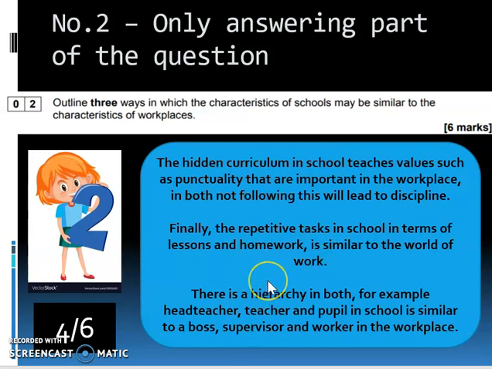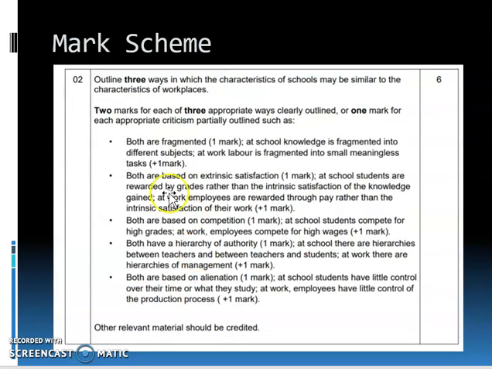Now, this final point does get the full marks. They get a correct mark identifying the hierarchy, and then they get the correct mark for identifying the head teacher and pupil and teacher in a school is similar, and they give an example again of the boss, supervisor and worker in the workplace. So let's have a little bit of a look at the mark scheme, so then you can see what you could have wrote, and you can do the same again if you want to pause it, have a go at answering this question before we move on to our final common mistake.